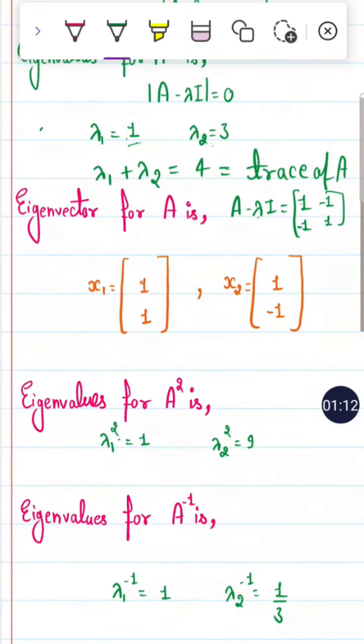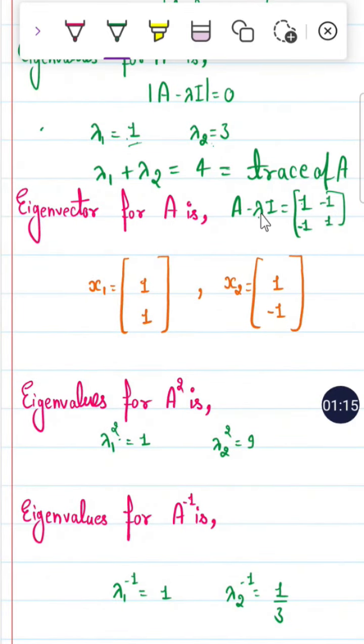Find the eigenvectors for A. For eigenvectors, we take A minus lambda I. First, for lambda 1 equals 1, this gives [1, -1; -1, 1]. For this, x1 is [1, 1]. Why is it 1 and 1? We have to prove that A minus lambda I times x equals 0. For this to be 0, we take an x that makes the product 0. So we take 1 of the first entry and 1 of the second; the products 1 minus 1 is 0, and 1 minus 1 is 0.